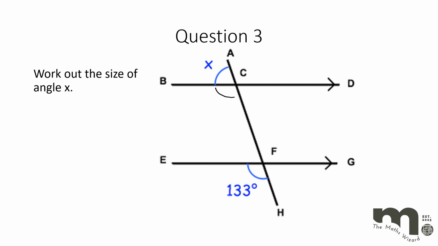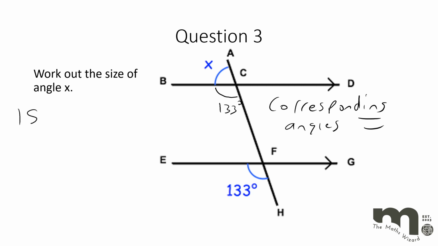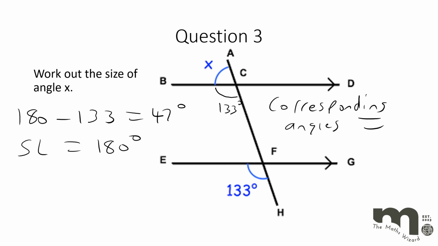Okay, this one then. Now this one is also 133, and the reason it's 133 is because corresponding angles are equal. Now we can apply our straight line rule. So 180 minus 133 will give you 47 degrees, and that's because angles on a straight line equal 180 degrees.